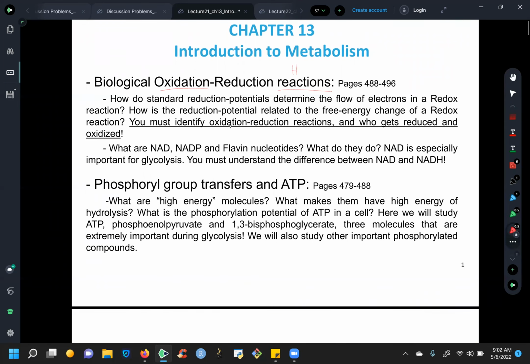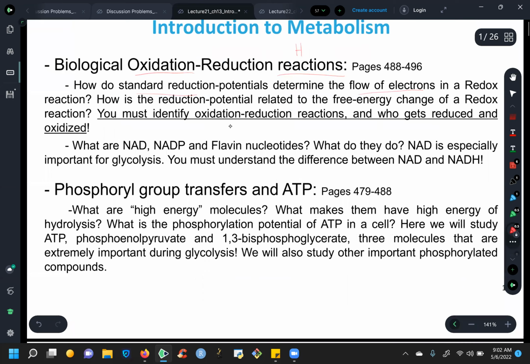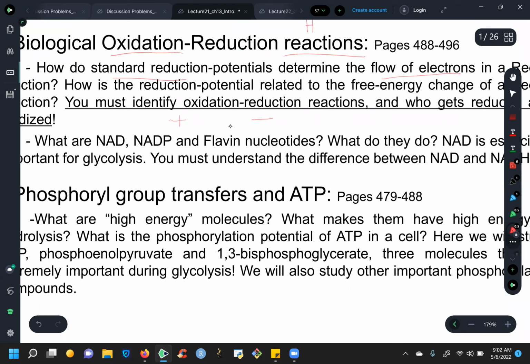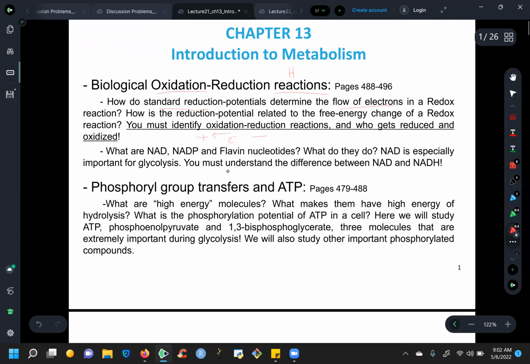So how do standard reduction potentials determine the flow of electrons in a redox reaction? You're going to have a group that is more positive and a group that is more negative. And it would make sense that electrons want to travel. A little electron is more negative, so it would make sense that it would want to travel towards the more positive or the larger value. But we'll cover that in detail later.